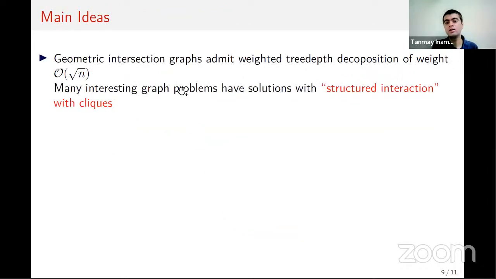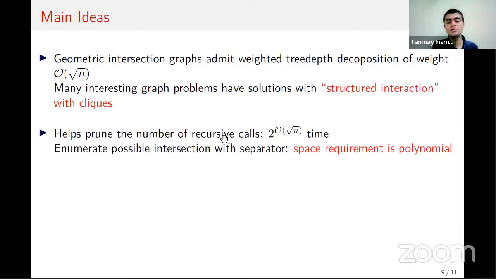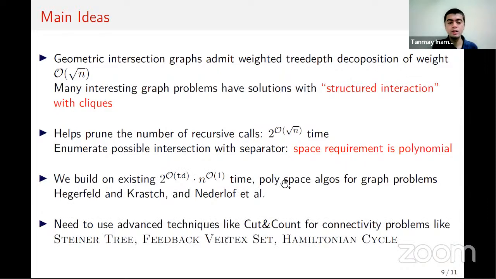So the main idea is that using this argument, we show that the weighted tree depth is bounded by order square root of n. And in fact, many interesting graph problems have this nicely structured interaction with the cliques. And this we use to show that the number of recursive calls can be pruned, and this leads to the sub-exponential running time. And we are only enumerating intersections with the separator, and this leads to the fact that the space requirement is also polynomial. And for some problems, we build on the existing single exponential algorithms in terms of tree depth. For simple problems like independent set, just a simple recursive algorithm works. Whereas for connectivity problems like Steiner tree, feedback vertex set, and so on, we need to use the cut and count technique.